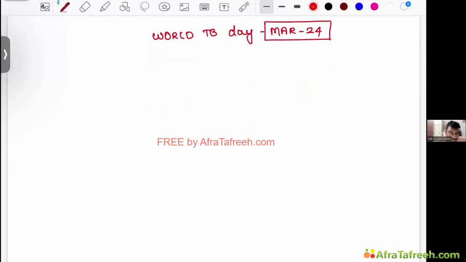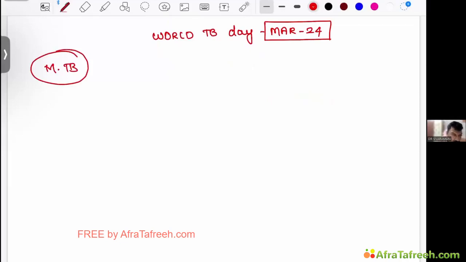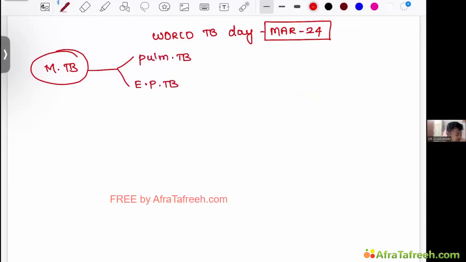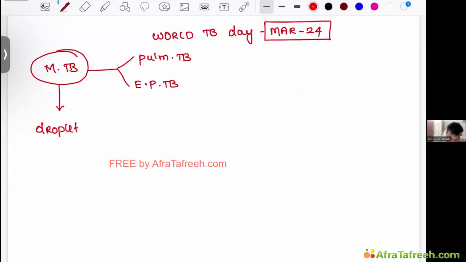So what is tuberculosis? This is an infection caused by Mycobacterium tuberculosis. That fellow has gone for infection with Mycobacterium tuberculosis, and this can cause pulmonary TB and extrapulmonary TB. This infection transmits by droplet infection.